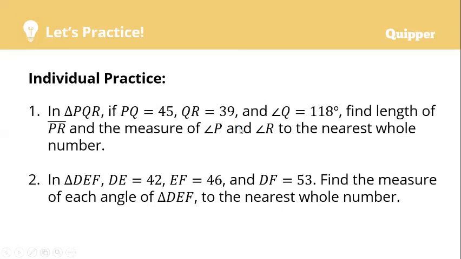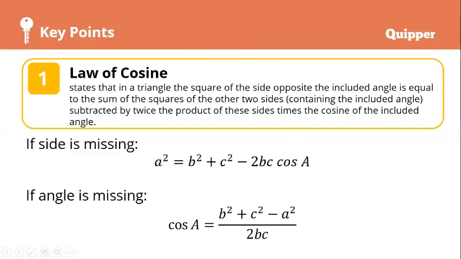And here is the key point. For the law of cosine, again, it states that in a triangle, the square of the side opposite the included angle is equal to the sum of the squares of the other two sides containing the included angle, subtracted by twice the product of these sides times the cosine of the included angle.